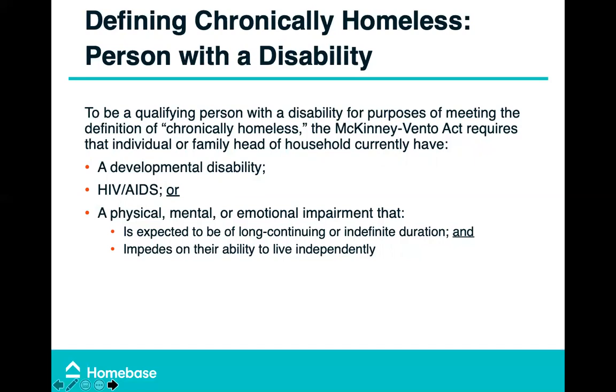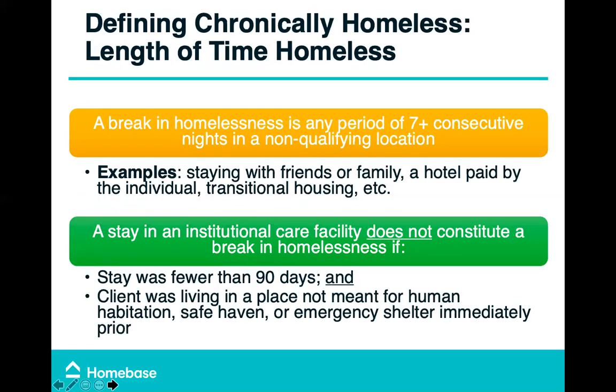On the next slide, we'll recall that to be considered chronically homeless, the individual or family has to have been homeless continuously for at least 12 months or on at least 4 separate occasions in the last 3 years, as long as the combined occasions equal at least 12 months. A break in homelessness is 7 or more consecutive nights and could be something like couch surfing or being in an institution such as a jail, hospital, or treatment facility for 90 days or more.